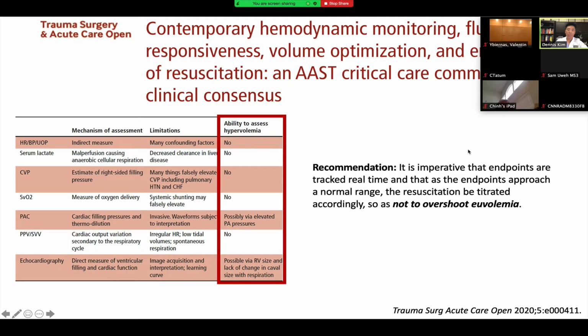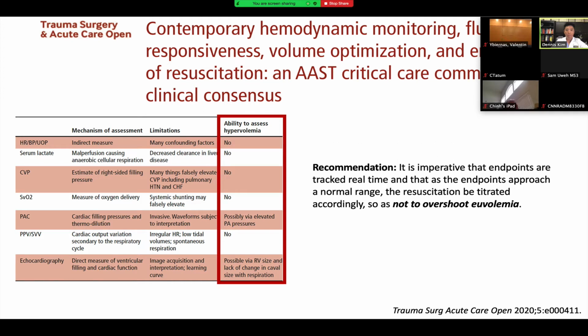And this is a recent clinical consensus guideline that we put out at the AAST, the Critical Care Committee. And what we really talked about was some of the endpoints that I'm going to go over today, including the hemodynamic endpoints, as well as some of the chemical or metabolic biomarkers. But one of the things that we really want to emphasize here is that we want to avoid overshooting euvolemia. And we're seeing this complication more and more.